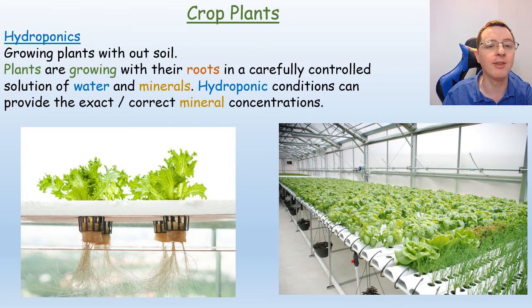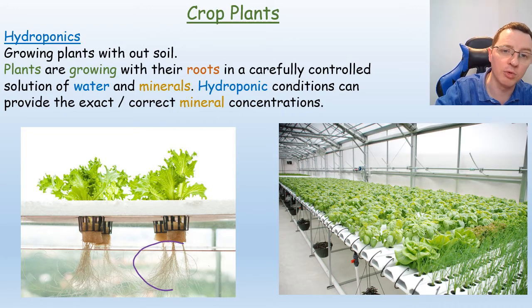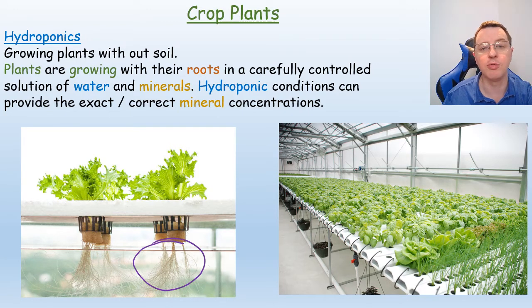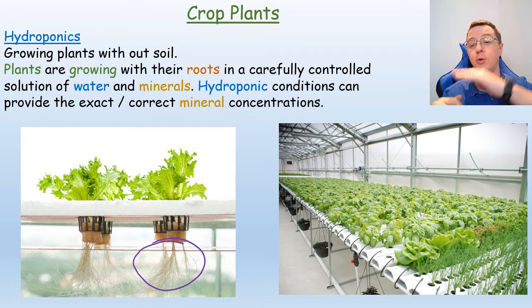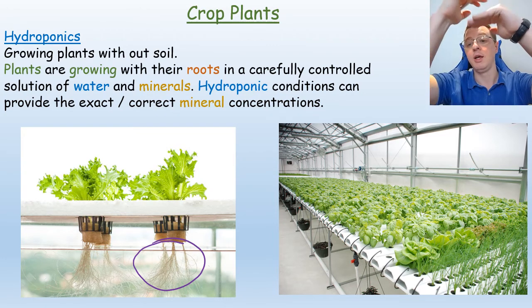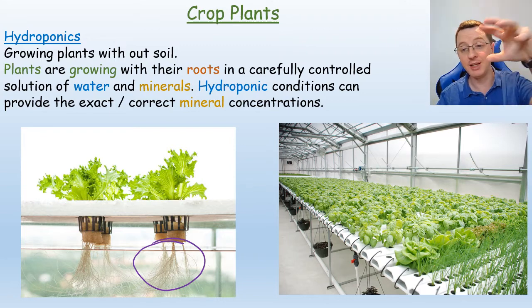Hydroponics means growing plants without soil. Plants are grown with their roots in a very carefully controlled solution of water and minerals, and the hydroponic conditions provide the exact correct mineral concentrations needed for growth.